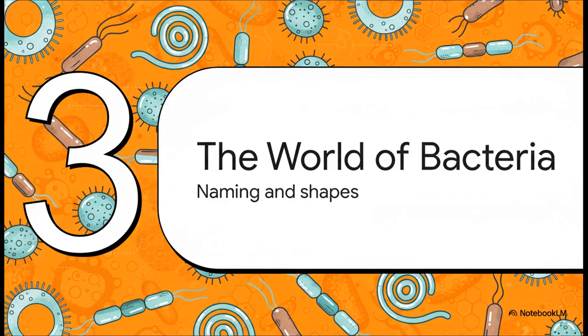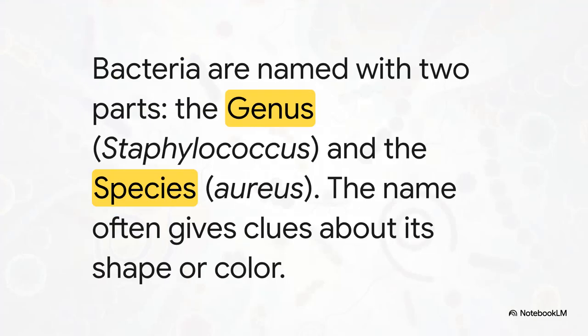All right, now that we've got the big picture, let's zoom in and focus specifically on bacteria, since they're such a huge part of microbiology. So, how do bacteria get their names? Well, they use what's called binomial nomenclature, which is just a fancy way of saying they have a two-part name, a genus and a species. And often, these names are really descriptive. Take Staphylococcus aureus, for example. Staphylo actually describes a cluster that looks like a bunch of grapes, and coccus tells you the cells are spherical. See? The name gives you clues about what it looks like.